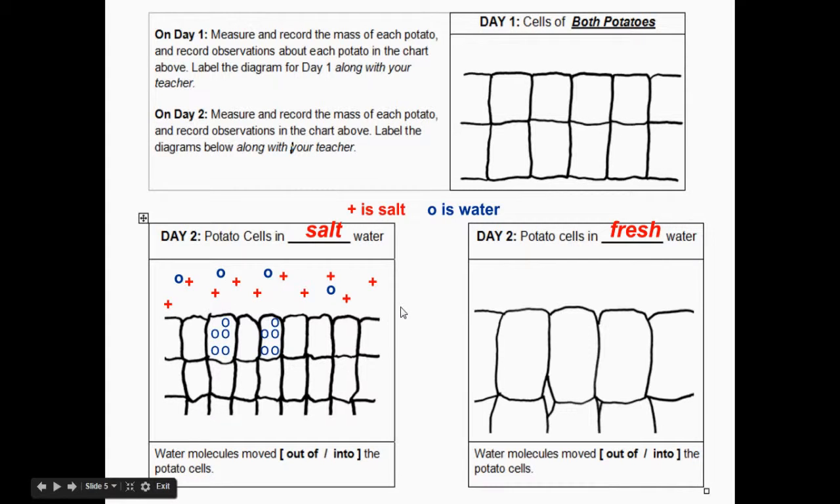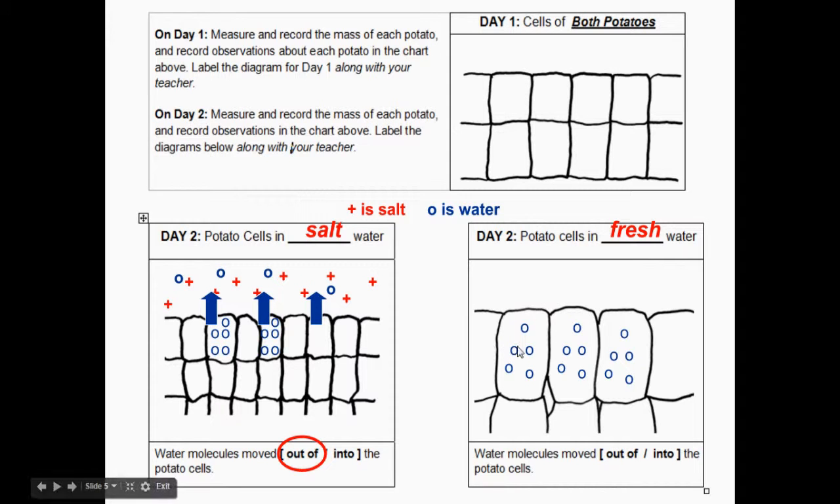Okay, so what happened? Well, since molecules naturally go from higher concentration to lower concentration, there's more water inside the cells, there's less water out here. There's tons and tons of salt and not as much water out here. So the water naturally flowed out of those cells, and that's why that potato lost mass, because every single cell was losing water by the process of diffusion, natural diffusion.